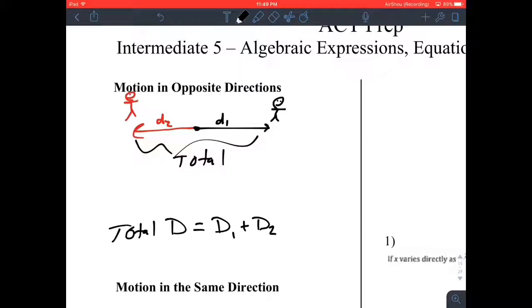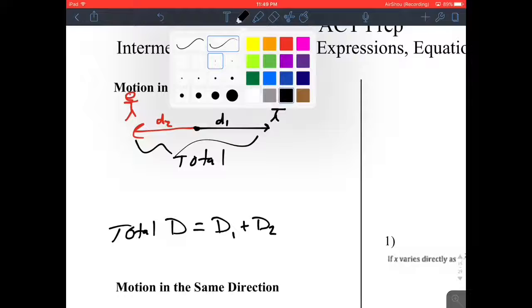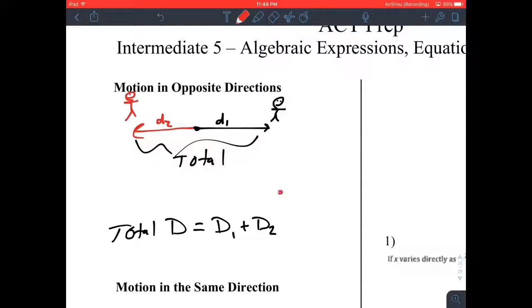Another scenario that you have is a couple dudes or dudettes are apart from each other and they are moving towards each other. Perhaps a little attraction pulls them towards each other, like magnets. In both cases here, once again, the total distance is going to be the distance of one of the people plus the distance of the other.